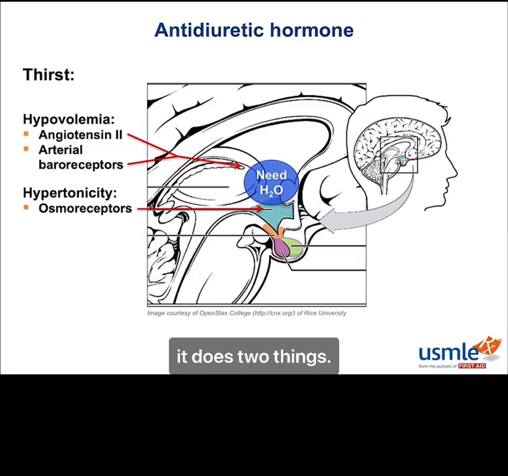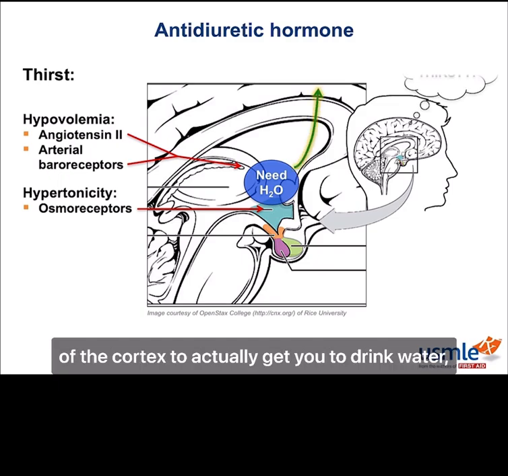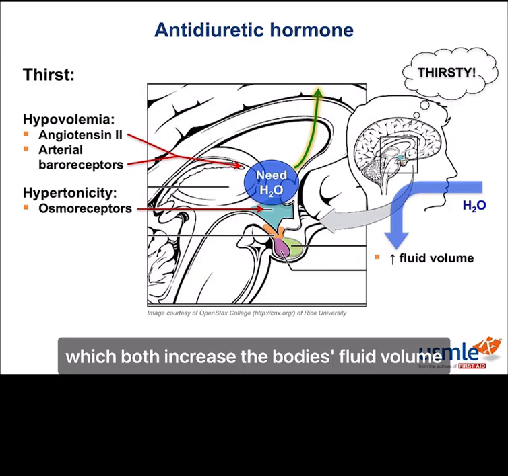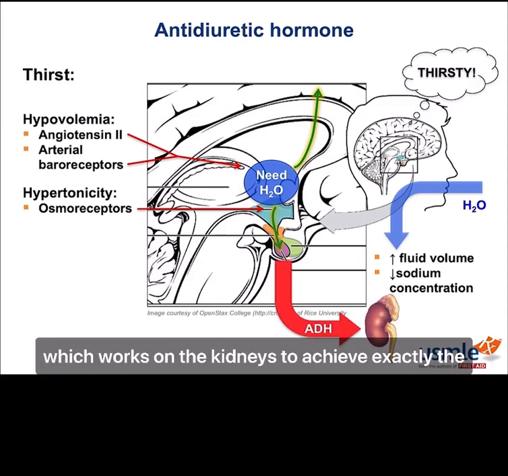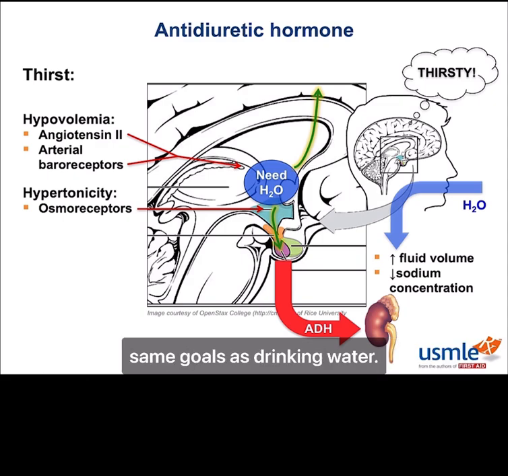First, it communicates with the limbic system of the cortex to actually get you to drink water, which both increases the body's fluid volume and decreases the sodium concentration. At the same time, the hypothalamus releases antidiuretic hormone via the posterior pituitary, which works on the kidneys to achieve exactly the same goals as drinking water: increase the fluid volume and decrease the sodium concentration.